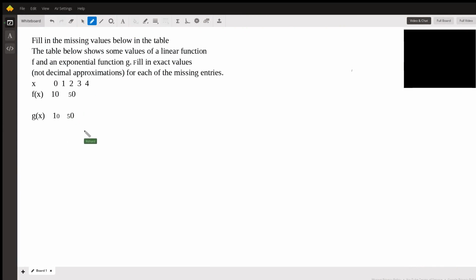I like this question because it illustrates a very important concept that's tested in school, and it's also tested on standardized tests like SAT and ACT.